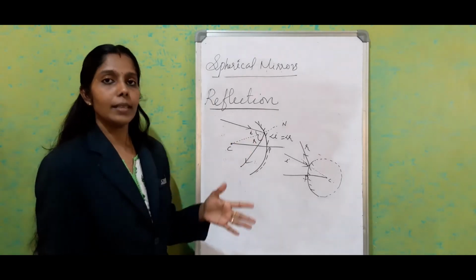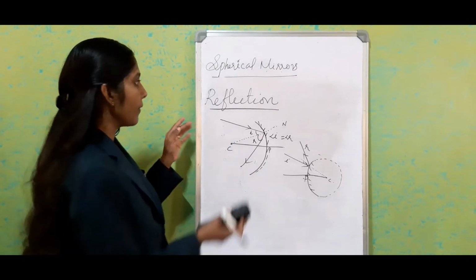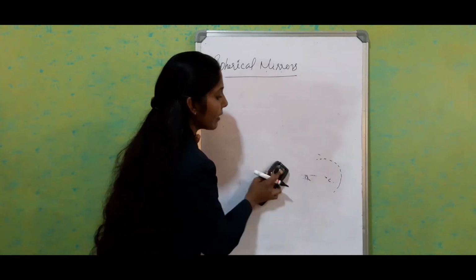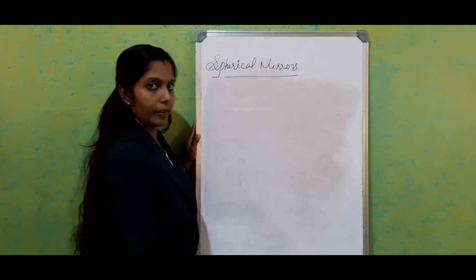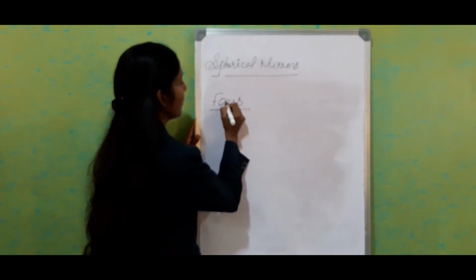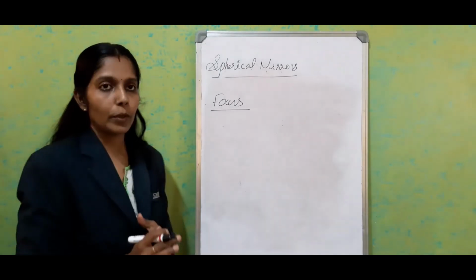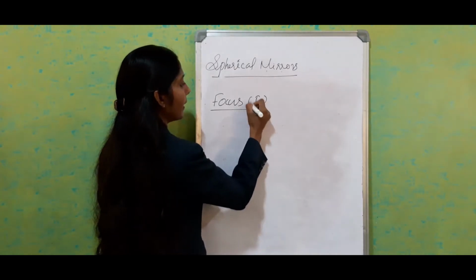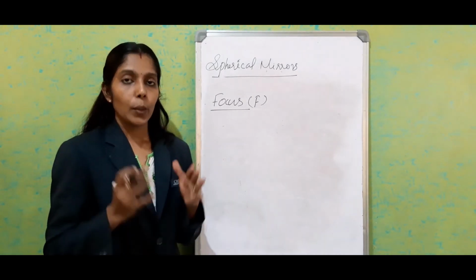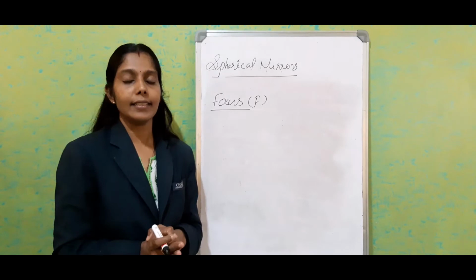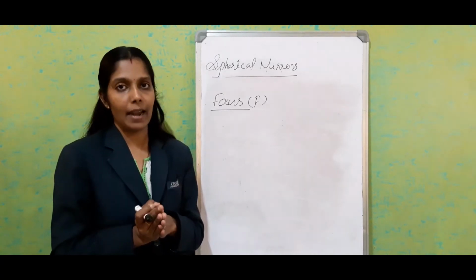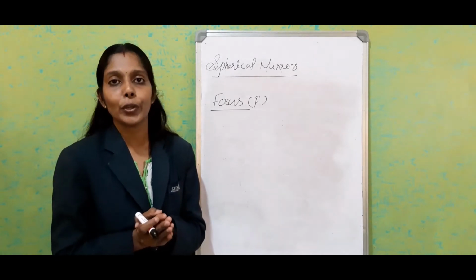And when we saw some terms related to spherical mirrors, we have to see two more important terms. That is the focus point, or we can call it focus. It's always represented by the letter F. What is focus? The rays which are parallel to the principal axis, after reflection, when they come and meet at a point on the principal axis, that point we call focus.